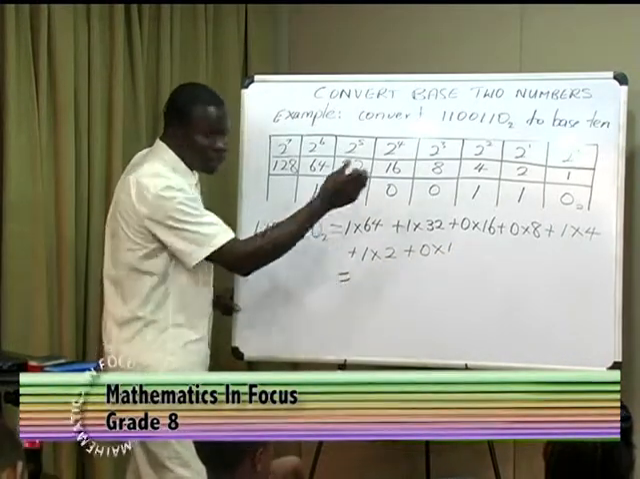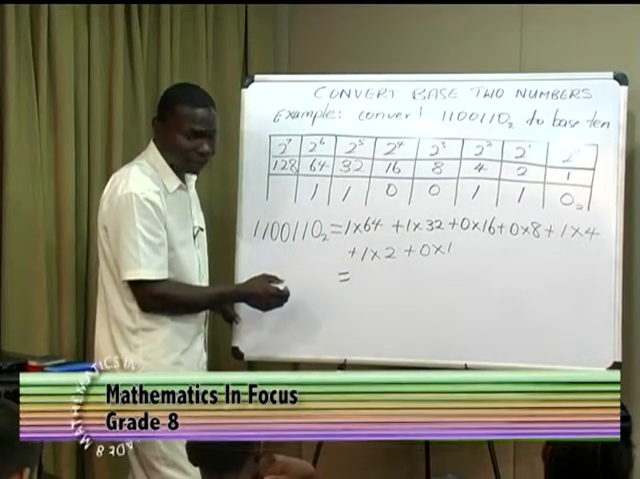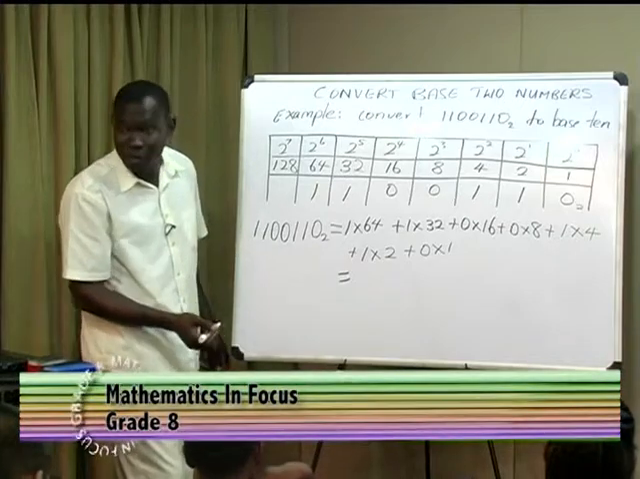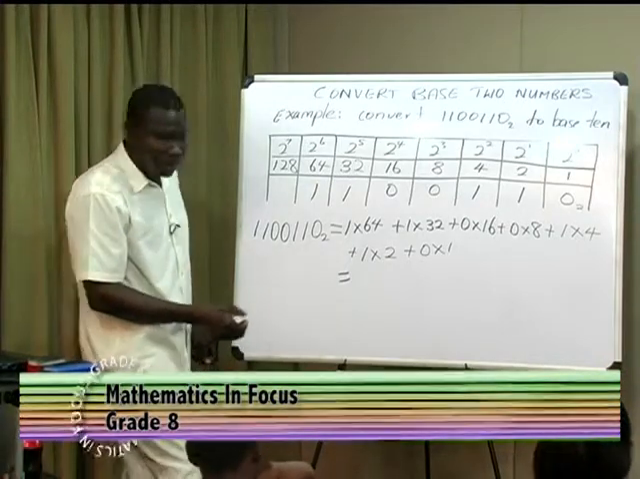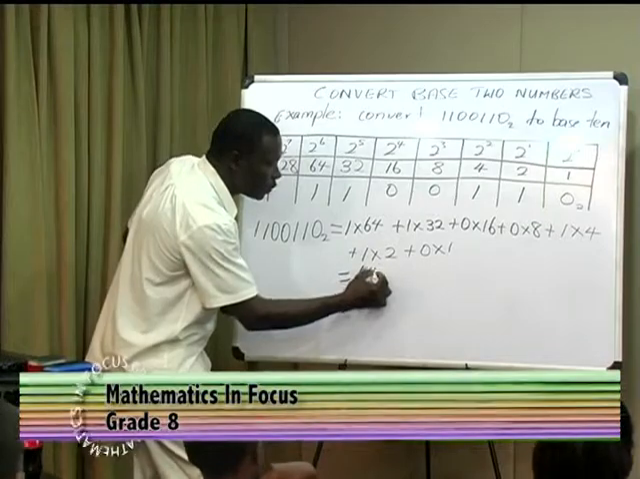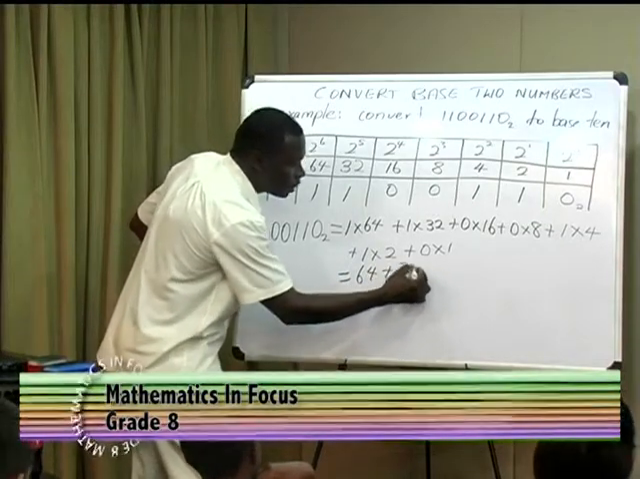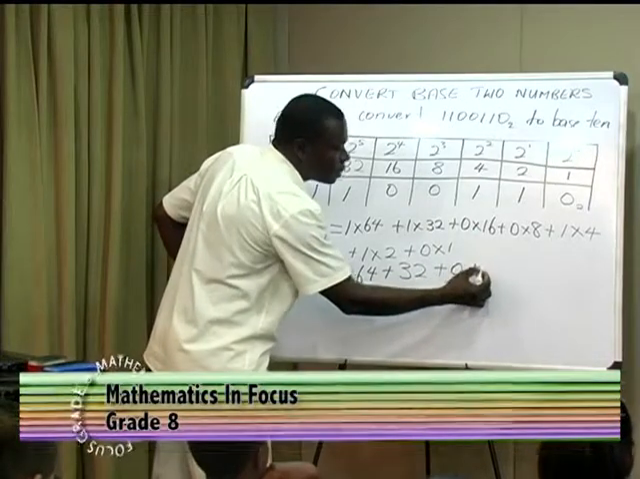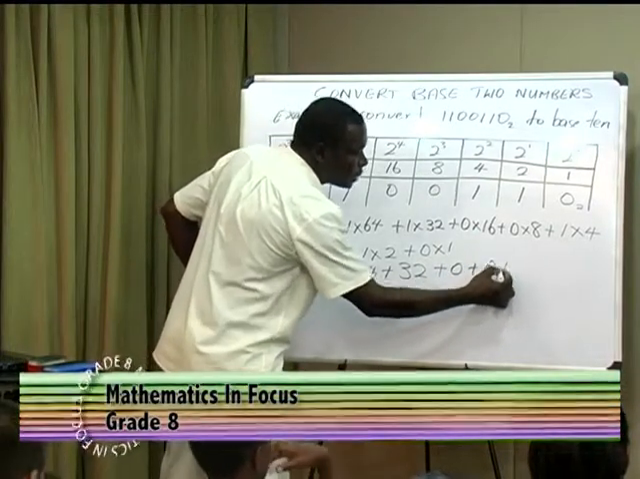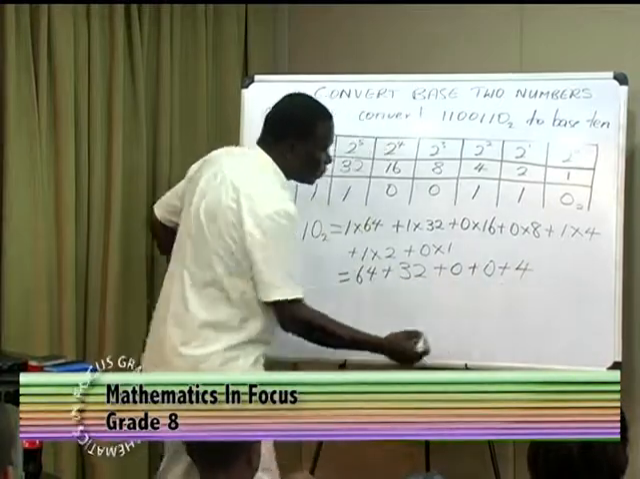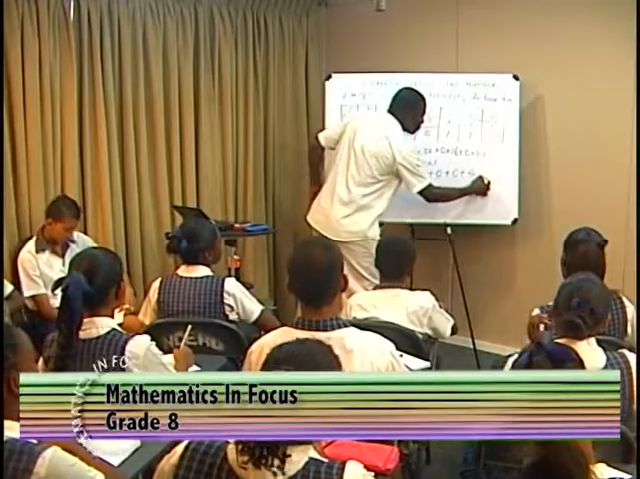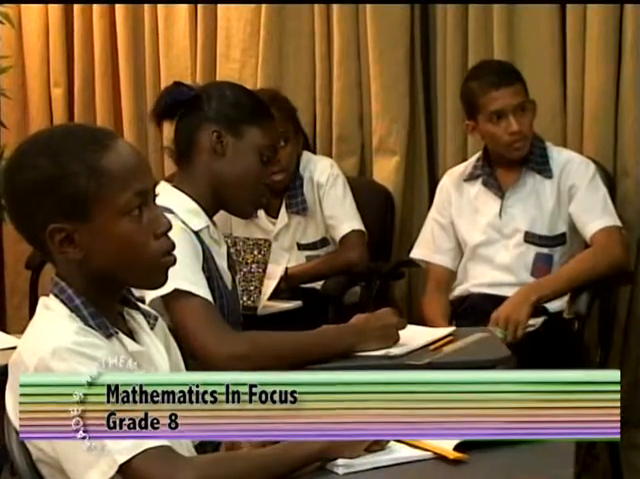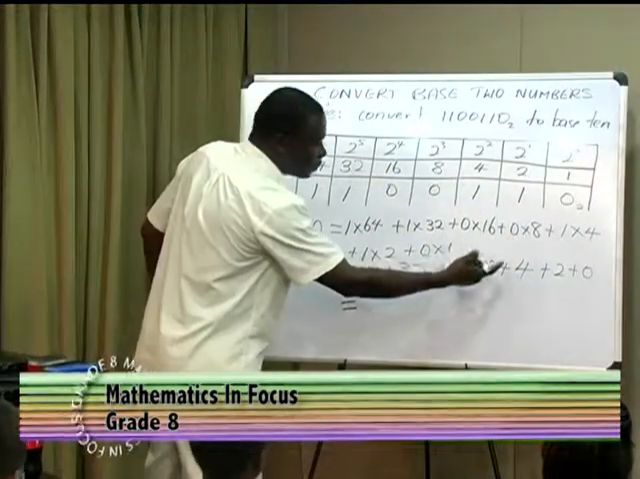Now let us work on the multiplication and see what we have. 1 by 64, in fact 1 by any number will give us back that same number. Do you agree? Yes, sir. So we will have 64 plus 32 plus 0 plus 4 plus 2 plus 0. So basically we have 64 and 32 and 4 and 2.